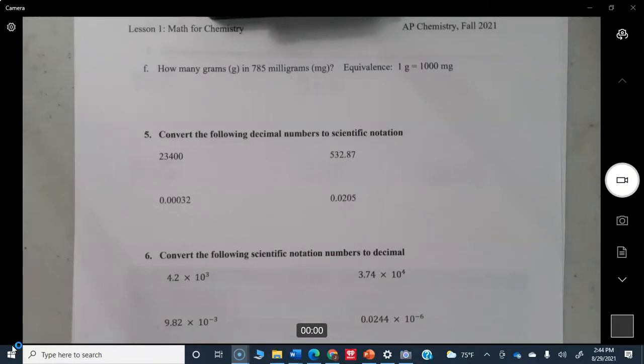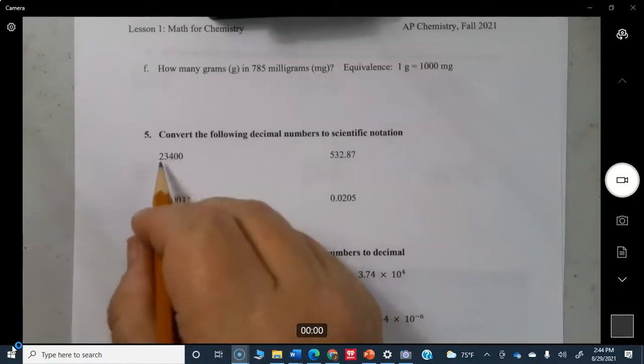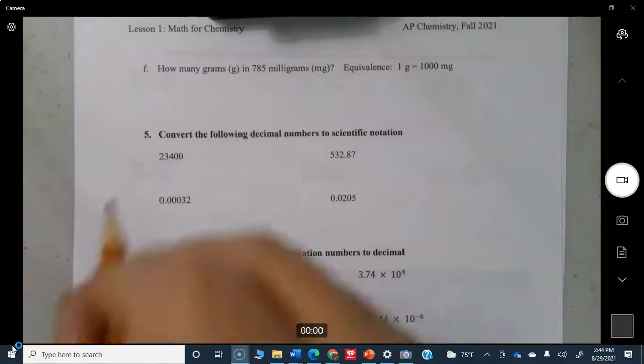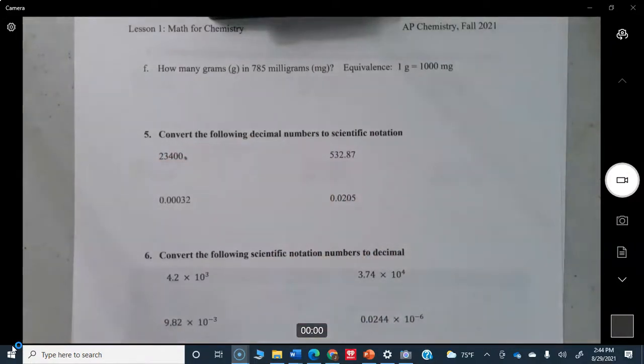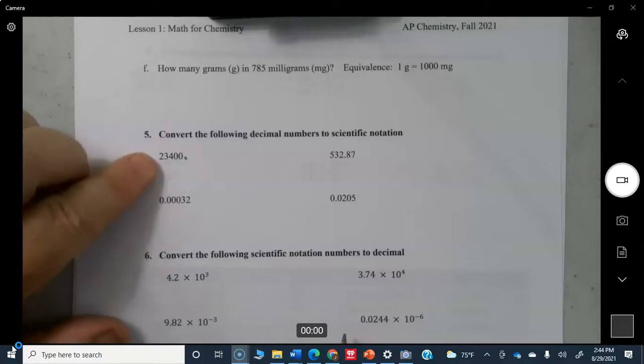Convert the following decimal numbers to scientific notation. So what you do is you start off, if there's a comma here, you get rid of it. And then you put the decimal point where it would be. You don't really write a decimal point there normally, but that's where the decimal would be. So what you need to do is make this a number between 1 and 9.99.